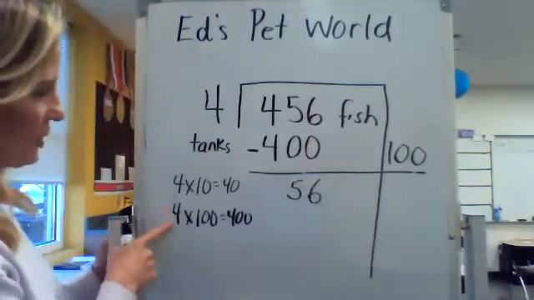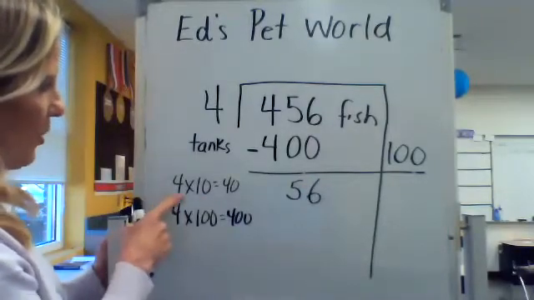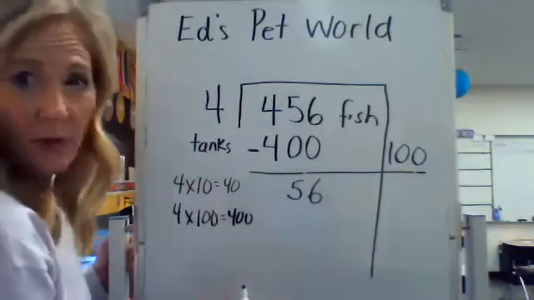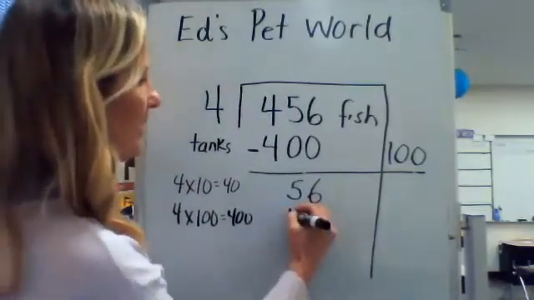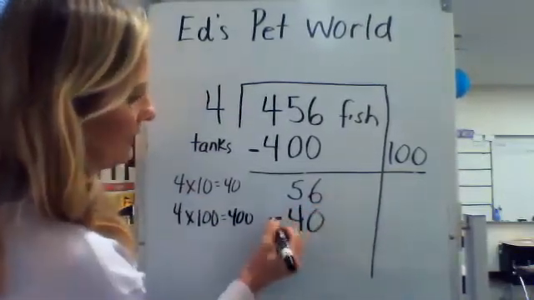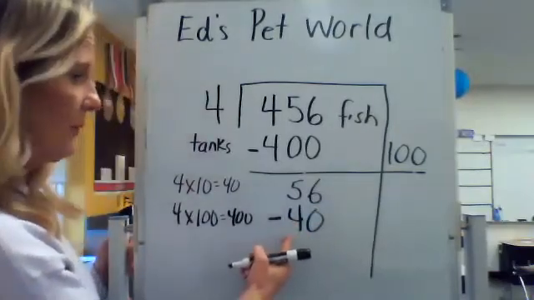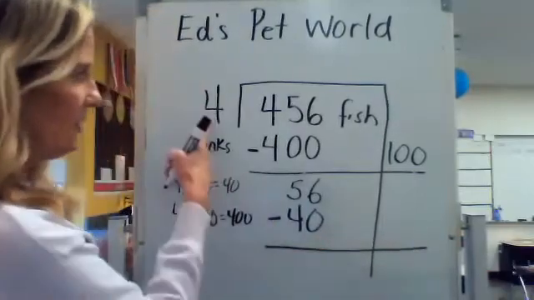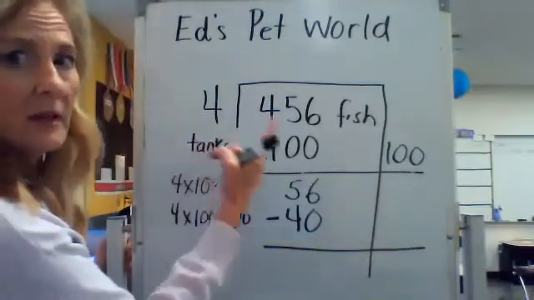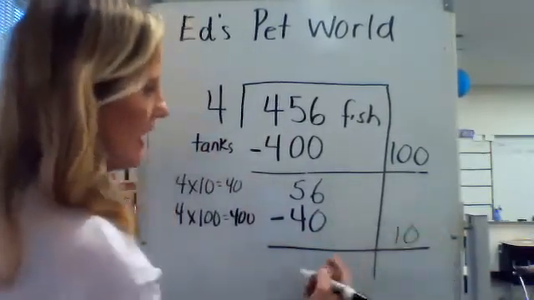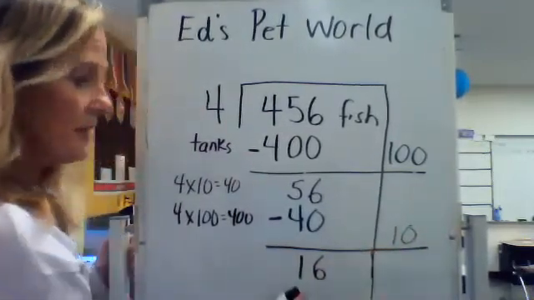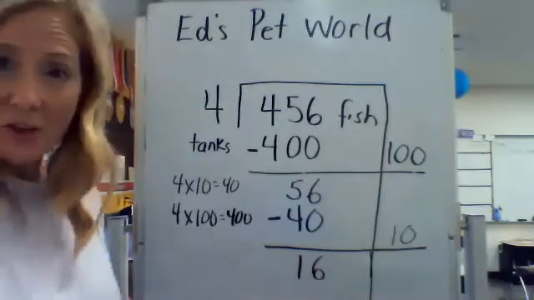I go back to my chart. Will any of this help me? Well, 4 times 10, if I put 10 in each of the 4 tanks, I use up 40. That's not too bad. I'm going to do that. This subtraction can be imagined. You can represent taking the fish out and putting them in the 4 groups. How many did I put in each of the 4 tanks to get that 40? 10. And how many fish do I have left in this tank? 16.